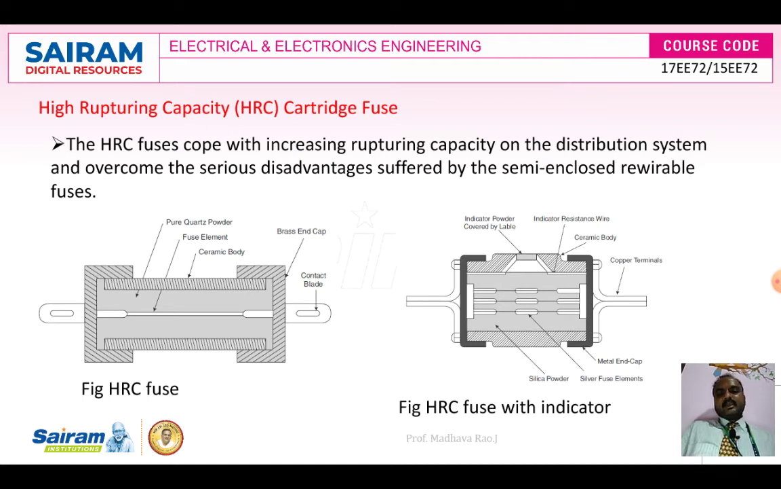Inside the HRC fuse, the element is made up of silver metal. Silver's resistivity is very low compared to other elements like copper and aluminum. To increase the conductivity and reduce the resistivity, we are using a silver fuse element. Okay, so this is about the HRC fuse.